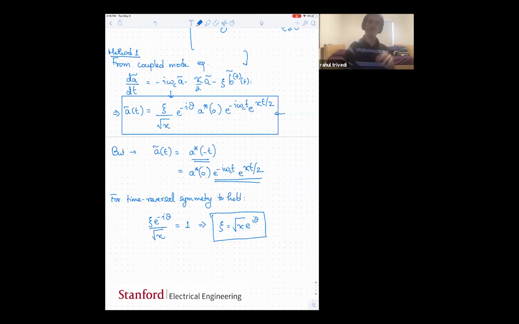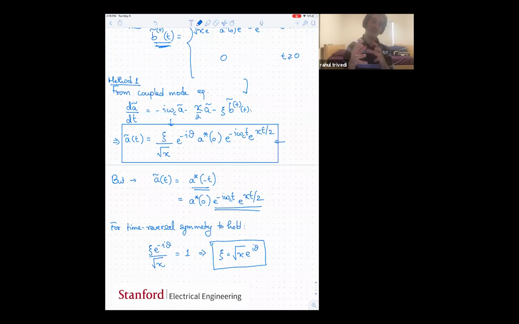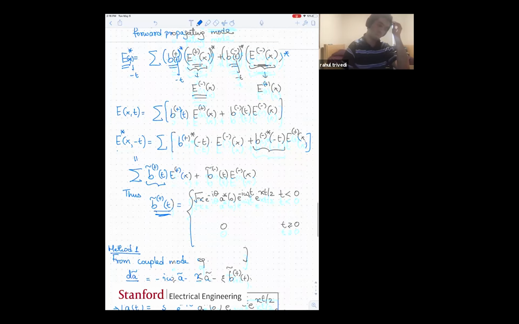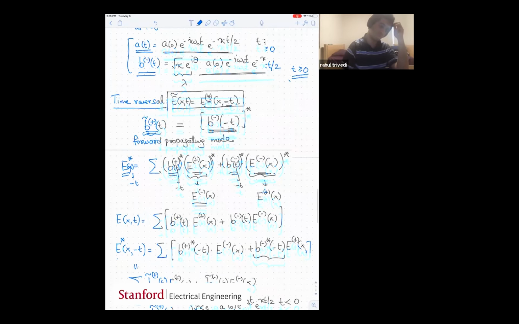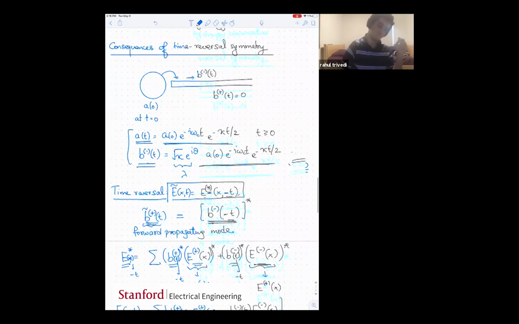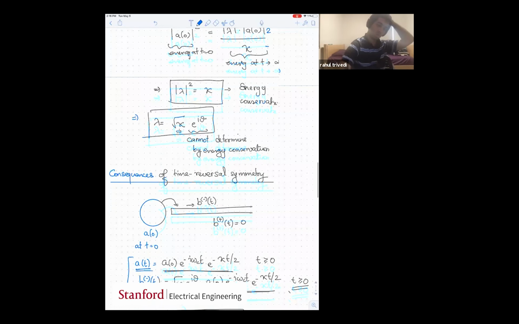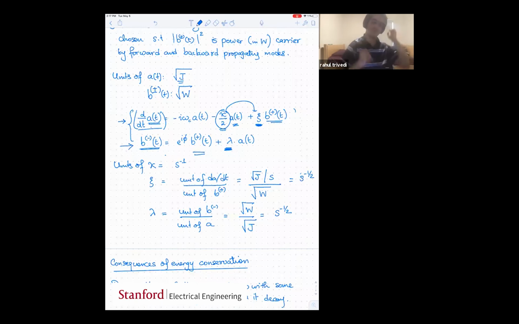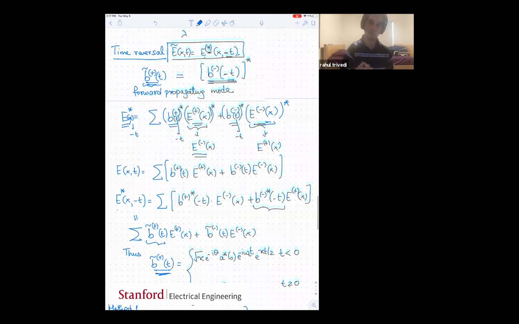Okay, so what time reversal symmetry allowed us to do was to relate the decay rate kappa in our original coupled mode equations to the incoupling coefficient, right? Energy conservation allowed us to relate it to lambda, and time reversal symmetry allowed us to relate it to the incoupling coefficient. Does this make sense? Any questions? So let me pause here for a bit.